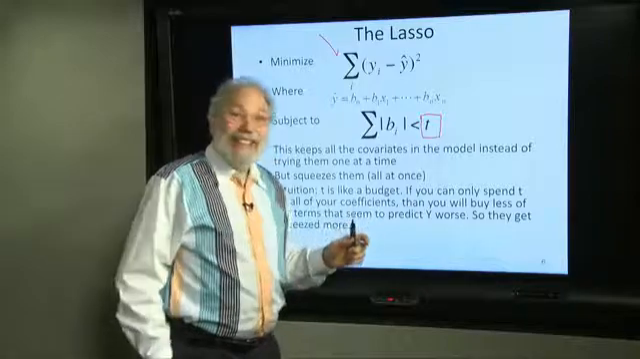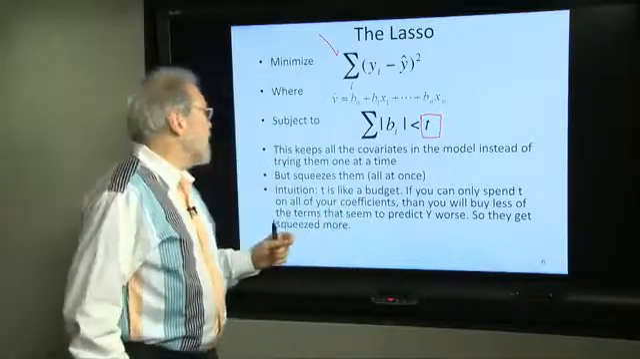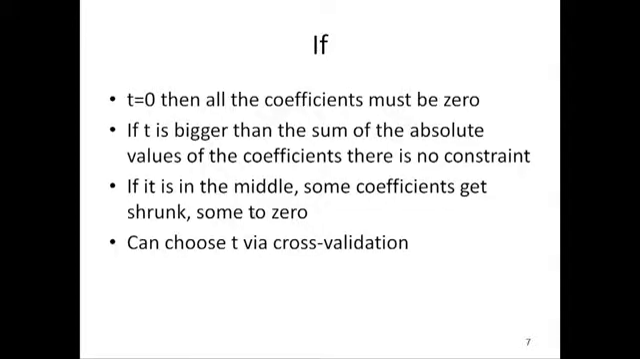And, of course, the issue is, how do I choose t? Well, if t is 0, then all the coefficients are 0. I have nothing in my model. If t is bigger than the sum of the absolute values of all the coefficients you would get from least squared regression, then they're all in the model, and I haven't selected anything. So I'm going to try to make t be some number between those 2 points, so I select some variables. How do I choose t?